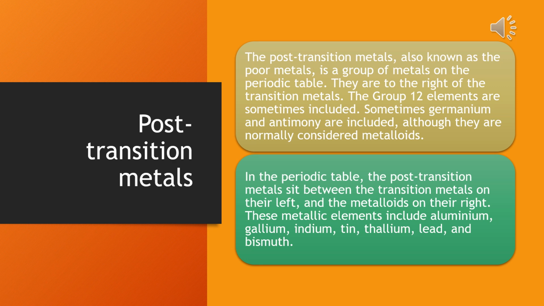In the periodic table, the post-transition metals sit between the transition metals on their left and the metalloids on their right. These metallic elements include aluminium, gallium, indium, tin, thallium, lead, and bismuth.